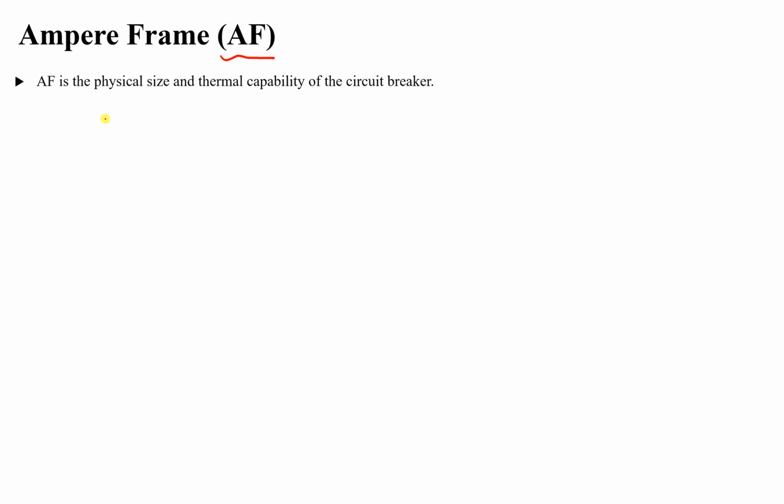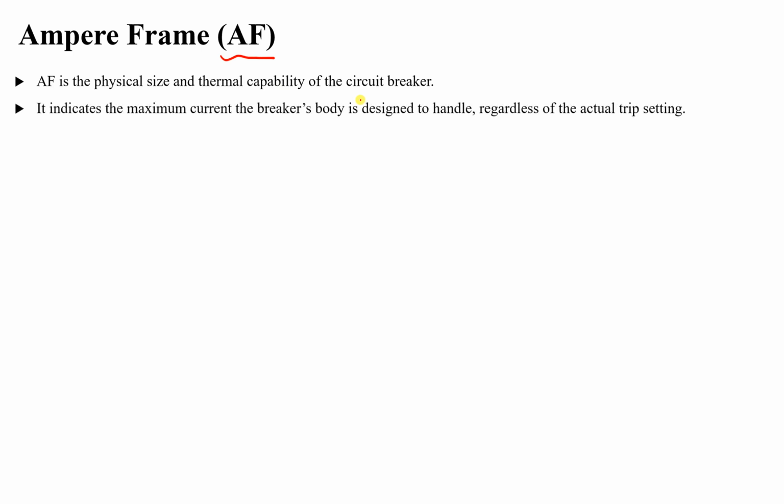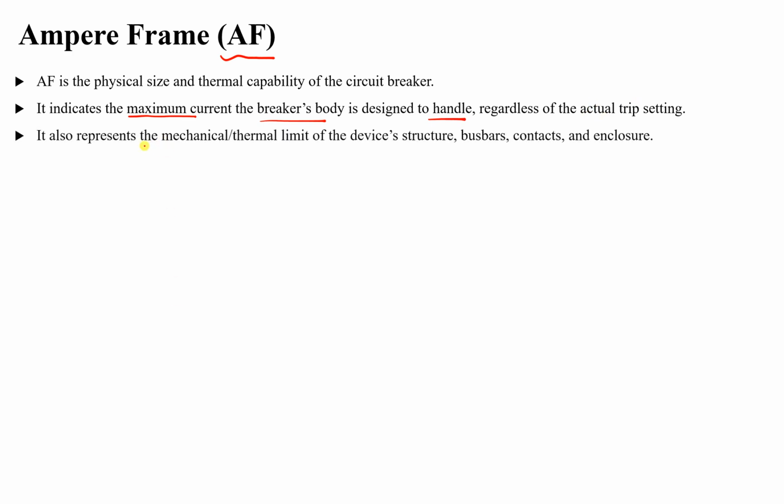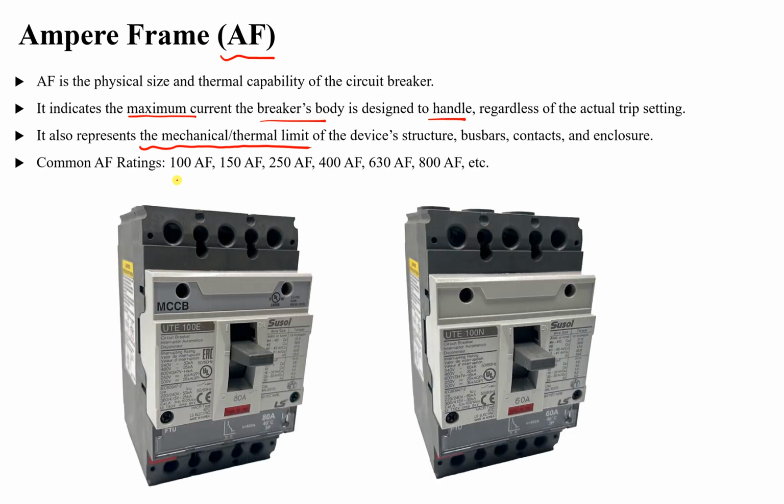This is the physical size and thermal capability of a circuit breaker. So this represents the maximum current that the breaker's body is designed to handle, regardless of the actual trip settings. Now this actually represents the mechanical and thermal limit of the device structure itself, the circuit breaker structure, bus bars and its contacts and enclosure. And these are different ratings for ampere frame. So let's understand what I exactly mean.